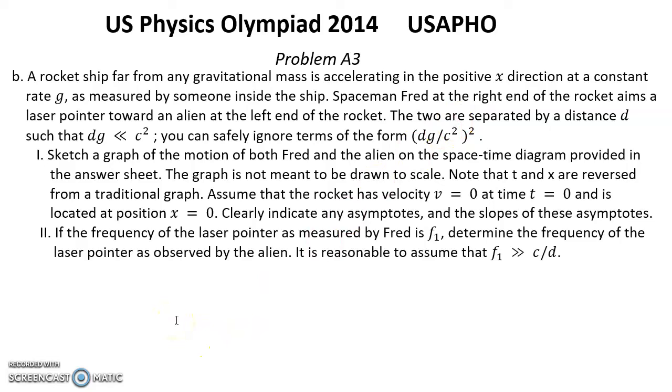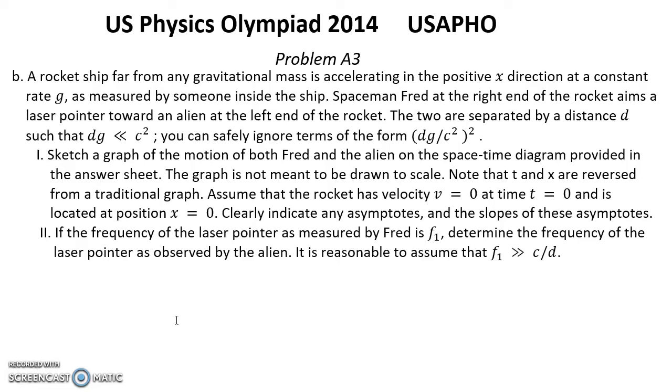First question. Sketch a graph of the motion of both Fred and the alien on the space-time diagram provided in the answer sheet. The graph is not meant to be drawn to scale. Note that the t and x are reversed from a traditional graph. Assume that the rocket has velocity v equals 0 at time t0 and is located at position x equals 0. Clearly indicate any asymptotes and slopes of the asymptotes.